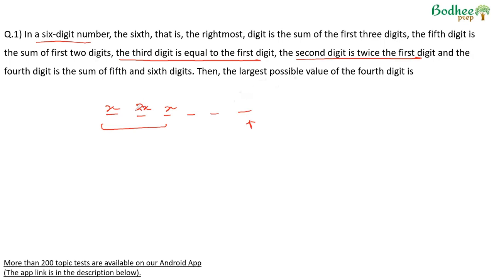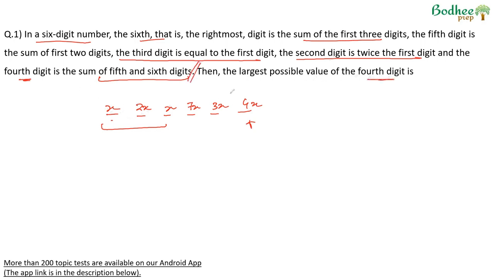From here we can write the sixth digit, which is the sum of the first 3: x plus 2x plus x, which is 4x. The fifth digit is the sum of the first 2. So x and 2x, sum is 3x. And the fourth digit is the sum of the fifth and the sixth digits. 3x plus 4x, this digit is 7x. So the number is x, 2x, x, 7x, 3x, 4x.